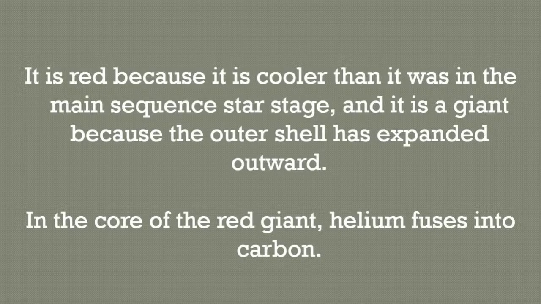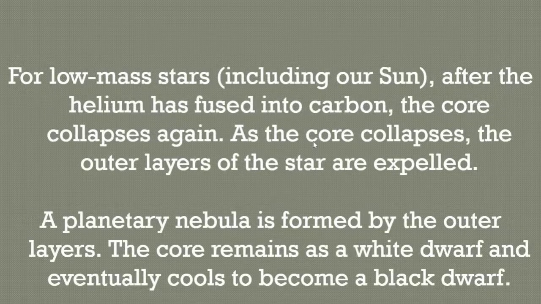When it gets to the red giant stage, helium fuses into carbon, and then the low mass stars like our sun, after the helium is fused into the carbon, you get a collapse, and as the core collapses, the outer layers of the star are expelled, and you get a planetary nebula.